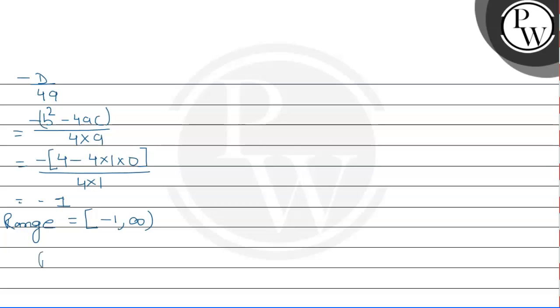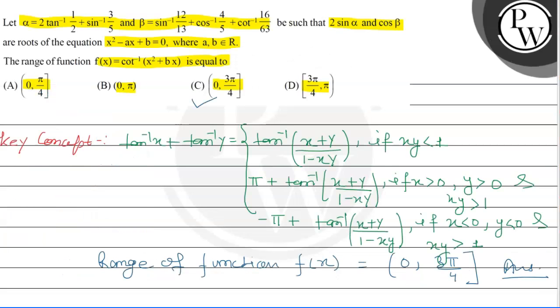So the range of function f of x will be 0 to 3 pi upon 4. Okay, so this is the required answer. Option C is correct. Hope you understand it well. Best of luck. Thank you.